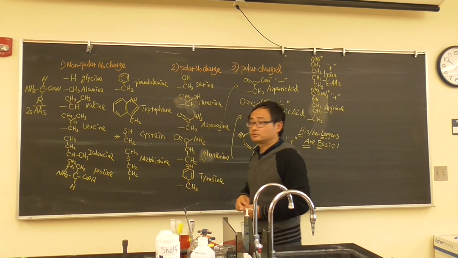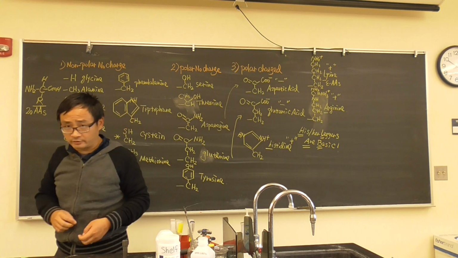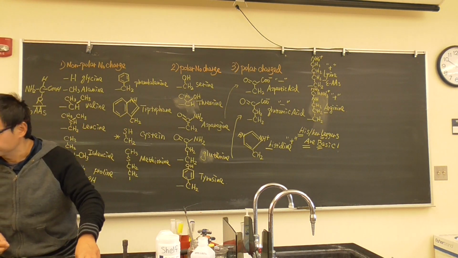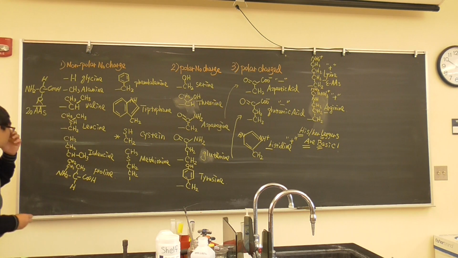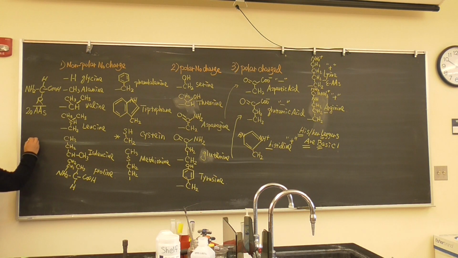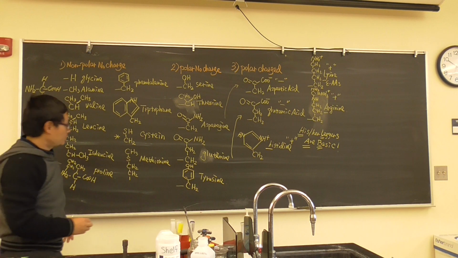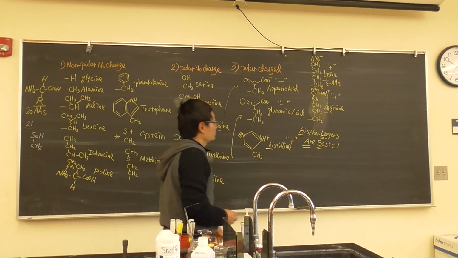Okay? So how many points do you have? 20 extra points. And some of you may have learned in your other classes that we actually have 21 amino acids. Okay, what is that? SeCH2. Is that right? That's 21 amino acids. But it's okay, you don't have to remember that.